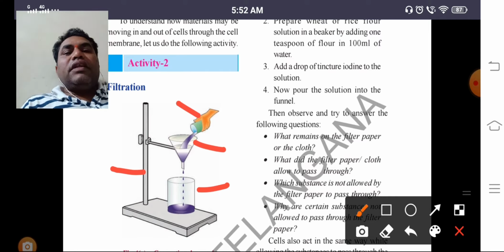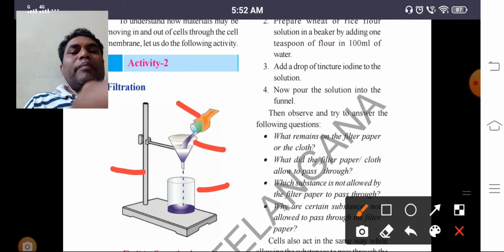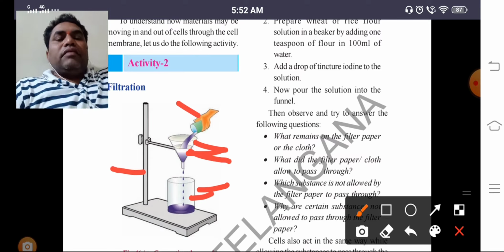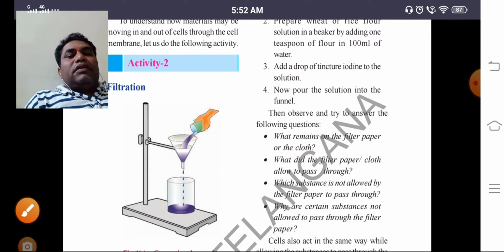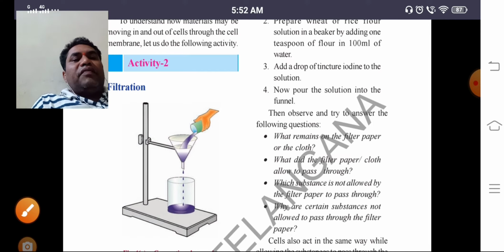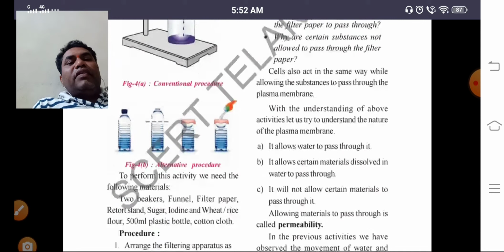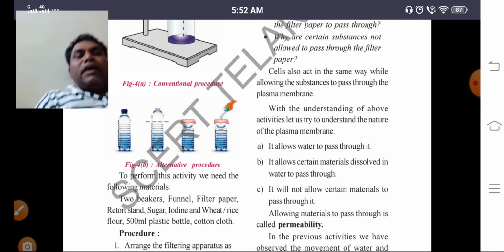Why? Because then we get the blue color. When we are pouring, whatever flour remains in the funnel, and the liquid part, that is water, goes into the beaker. Here what's happening is filtering: the solid particles remain in the thistle funnel. What remains on the filter paper? The cloth.